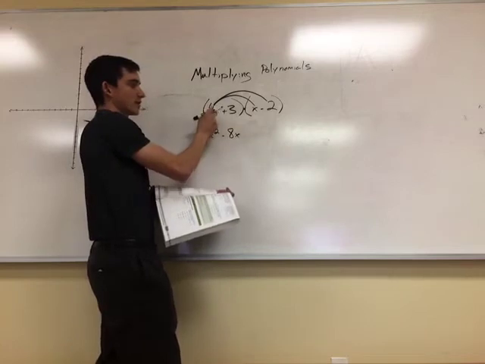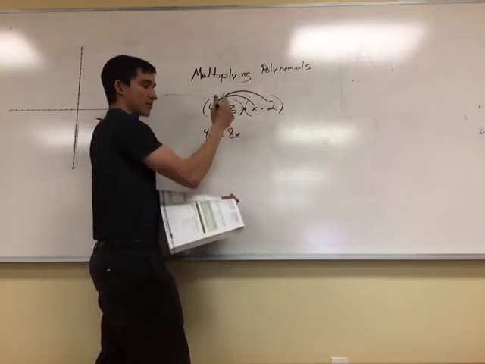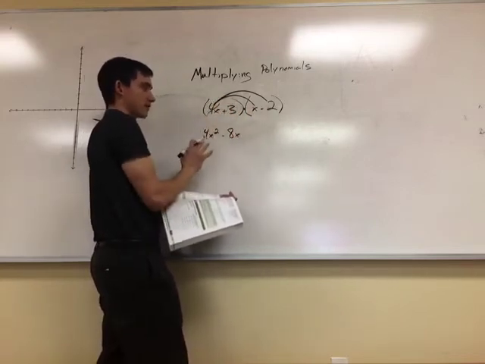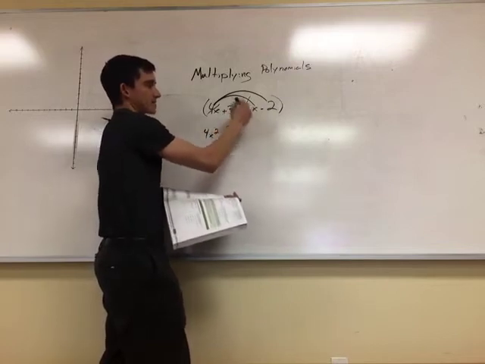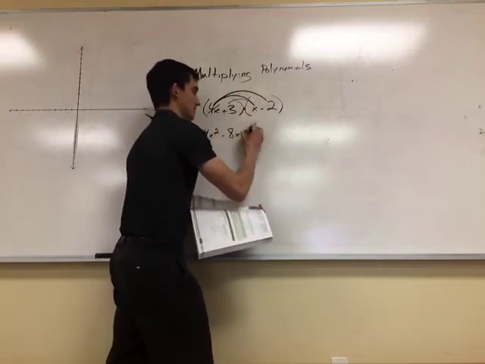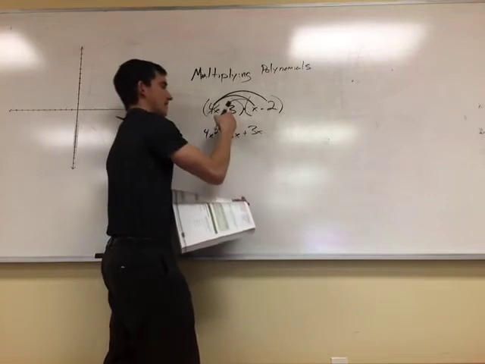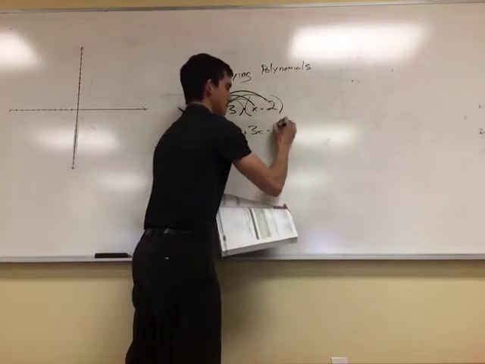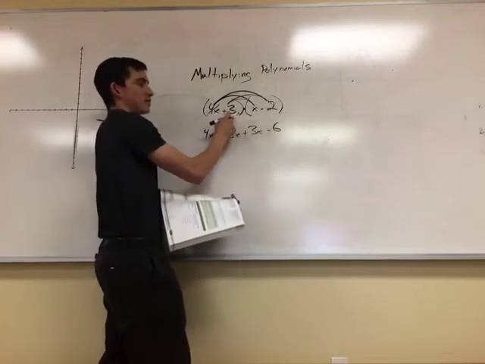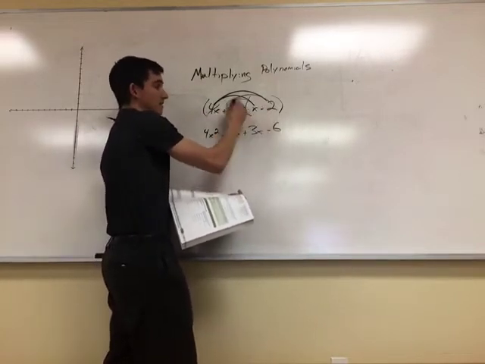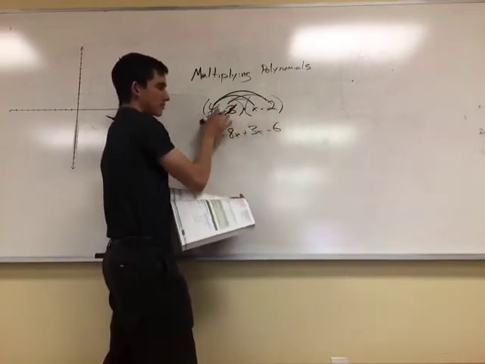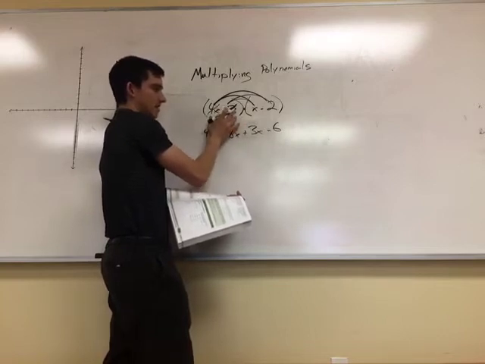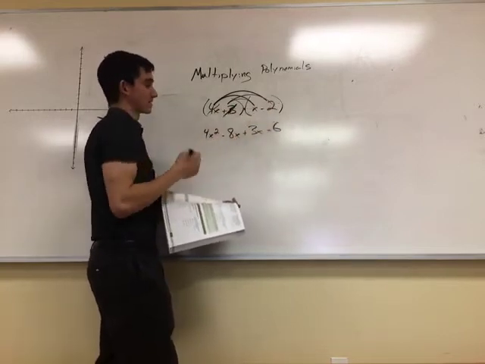Now I'm done using the 4x. 4x has been multiplied by everything in here one time. Now 3. 3 times x is plus 3x. And then 3 times negative 2 is negative 6. So now I've taken 3 and multiplied it with each one of the terms in here, and I've officially multiplied every single term in here by every term in here once.